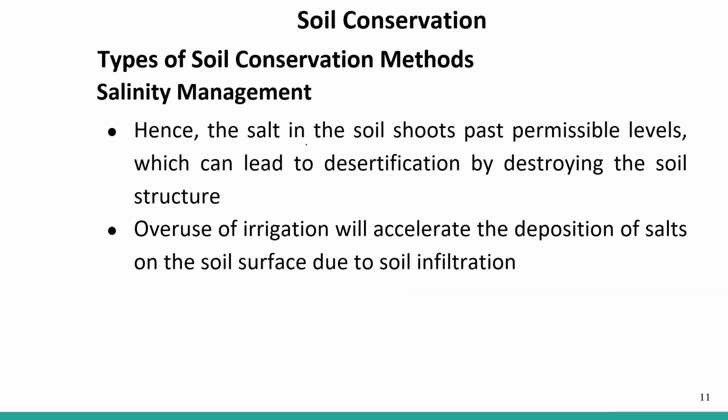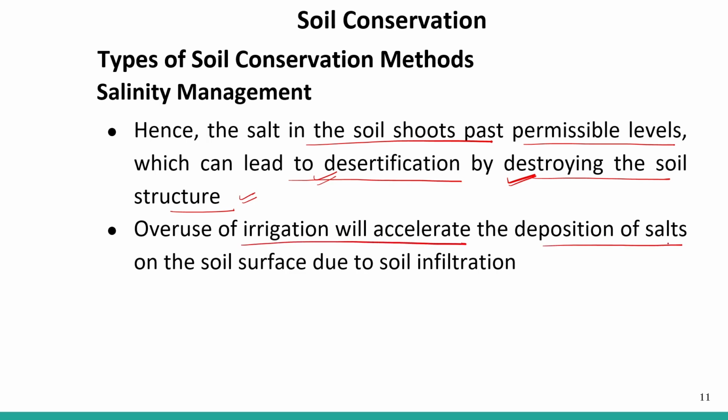So the salt in the soil shoots past permissible levels, which can lead to desertification by destroying the soil structure. When this salt increases many-fold, it destroys the soil structure, and sometimes it forms a desert, right? So overuse of irrigation will accelerate the deposition of salt on the soil surface due to the soil infiltration.